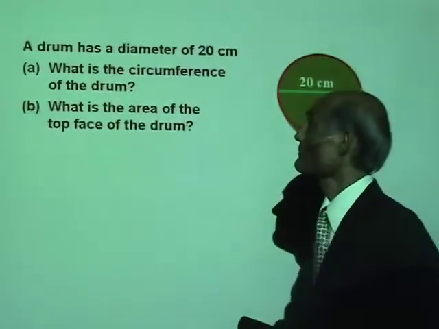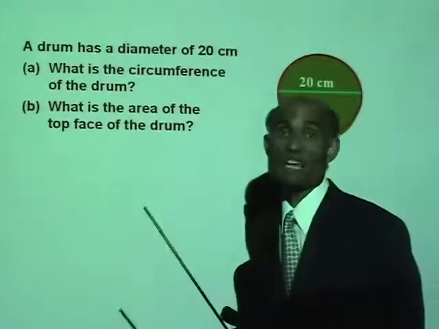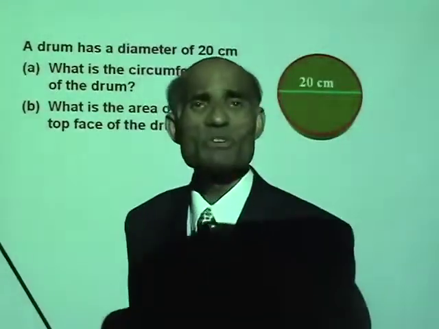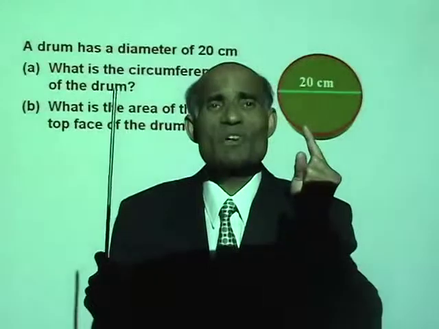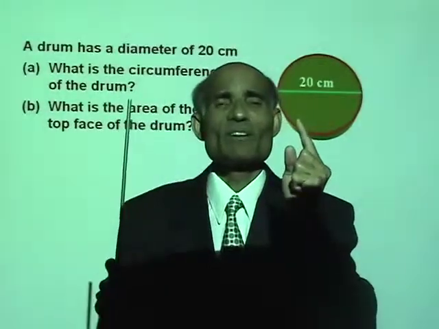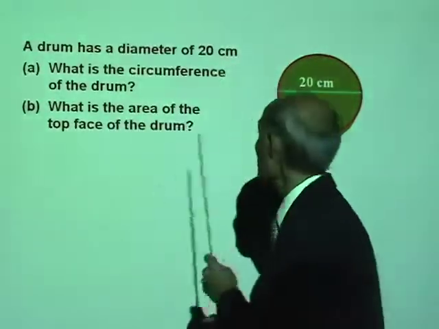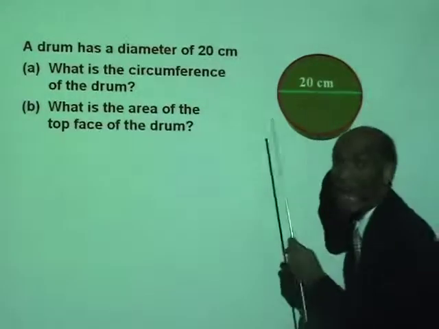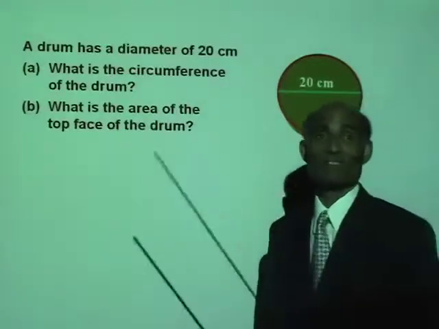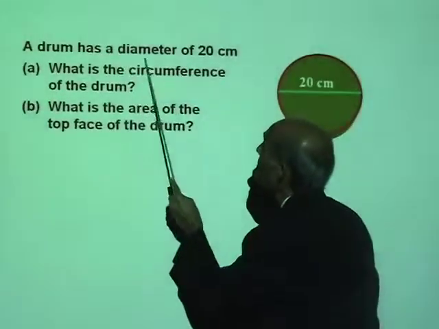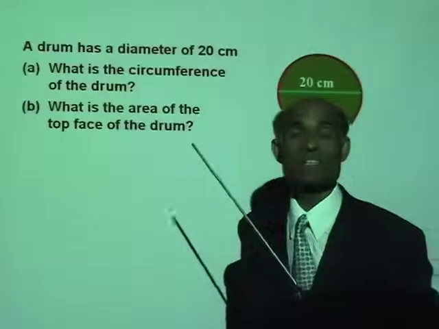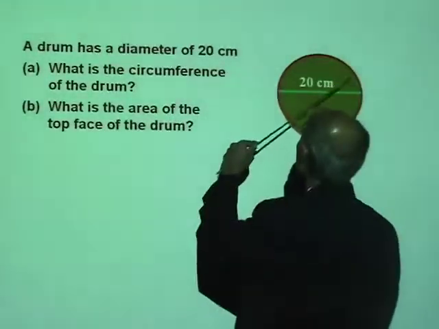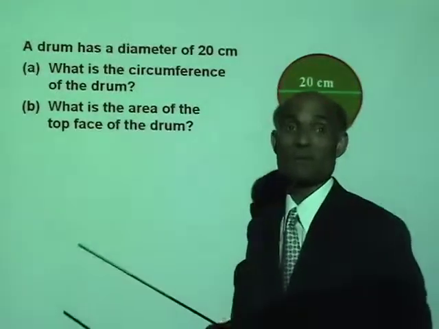Let's do another one. A drum has a diameter of 20 centimeter. Do you know the relation between diameter and radius? I want you to know these things. This is the diameter, 20 centimeter. Radius is half of the diameter. So, if the diameter is given to be 20 centimeter, what is the radius of the drum? It will be 10 centimeter.